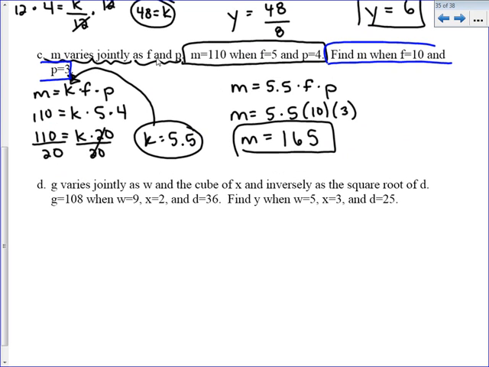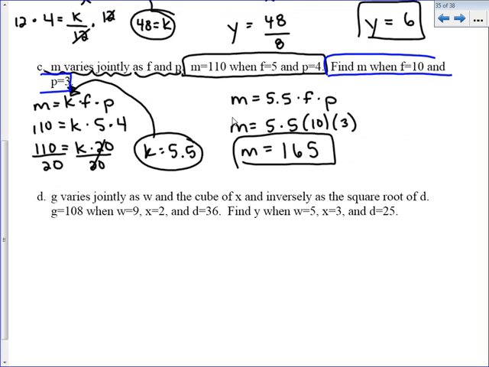So for D, again, there's a lot of stuff there. I'm not even going to read the whole question. As soon as I see that this is a variation problem, I know I'm going to go word by word. Hang on. I did 5.5 times 30. Did you do 5 times 5? I can see. That's why I used the parentheses, but yeah, 5.5 was our K value.